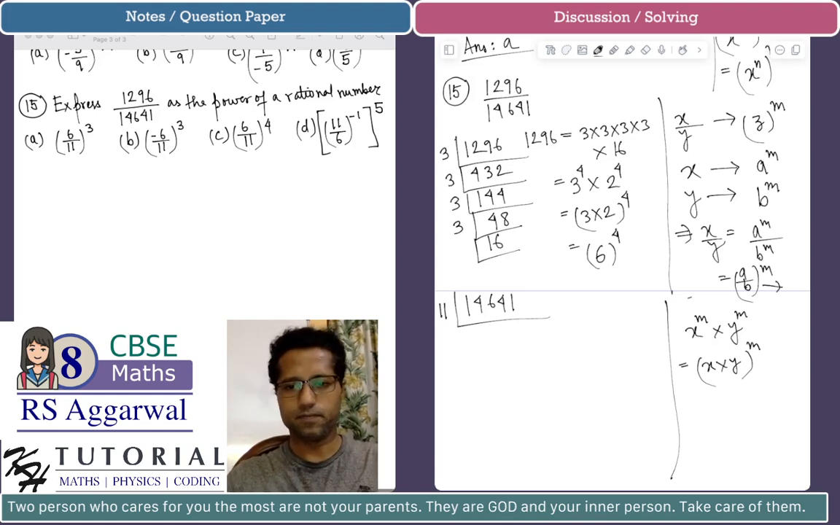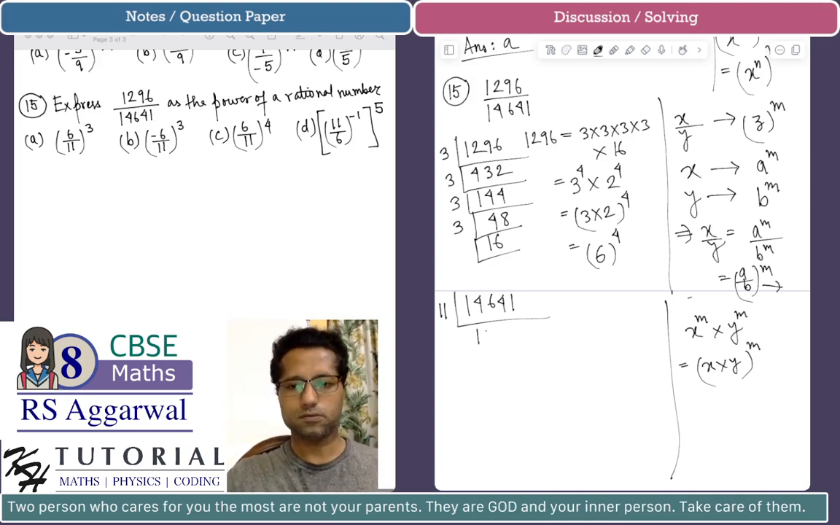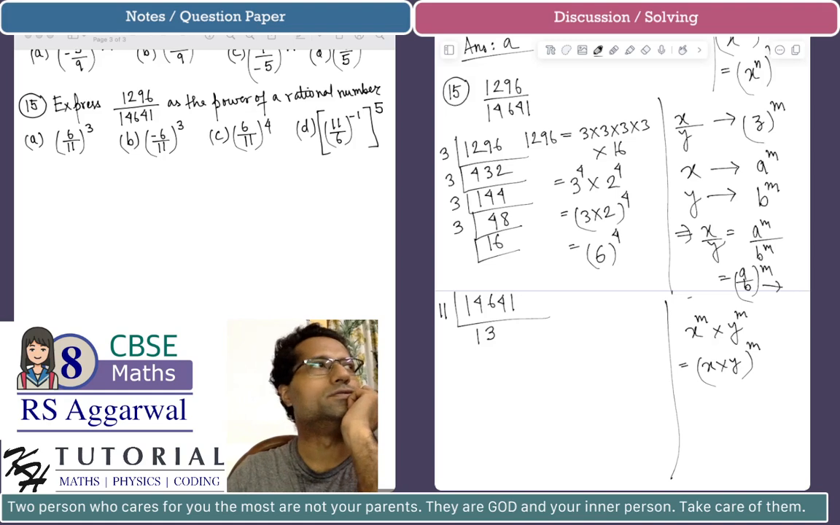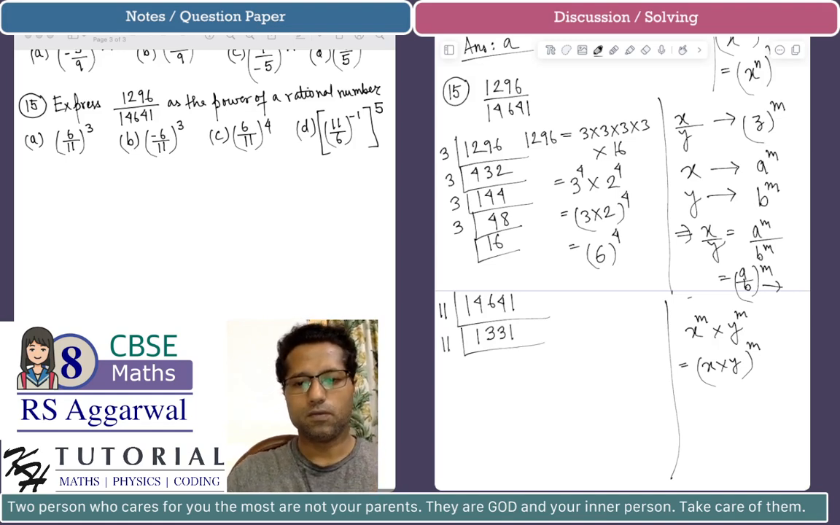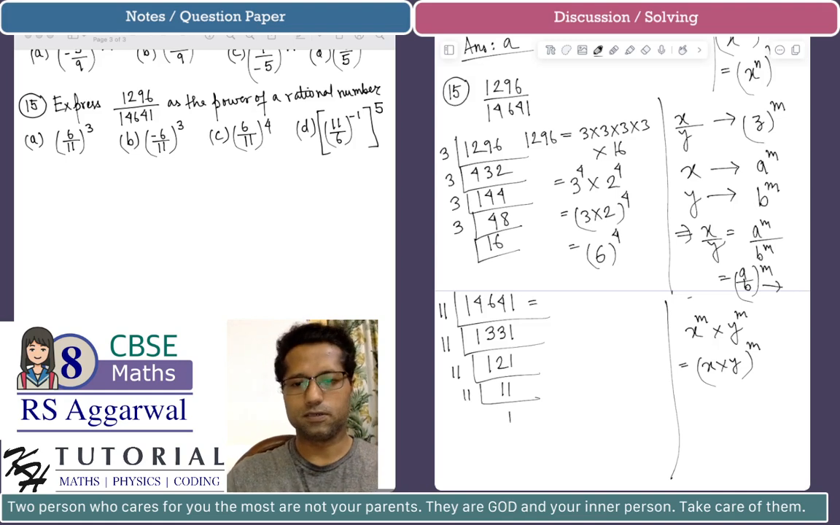Definitely. So let's see. Dividing by 11 gives 1331. Okay, again it will divide by 11. Then 121, and this we know is 11 times 11. So 14641 is nothing but 11 to the power 4.